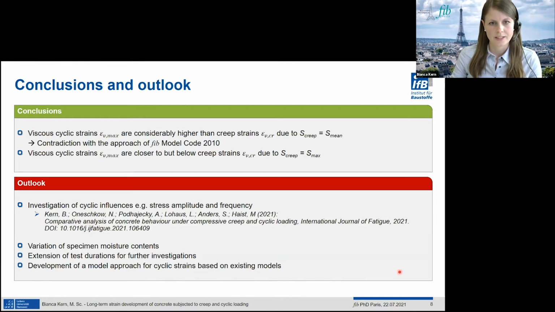Several investigations are already ongoing. The cyclic influences such as stress, amplitude, and frequency were investigated, and the results are meanwhile published in the International Journal of Fatigue. In the next steps of this project, additionally, the pore moisture contents of specimens are varied, and the test durations are extended to create a broad database. On this basis and the basis of existing models, this will be continued by developing further model approaches for strains due to cyclic stresses.